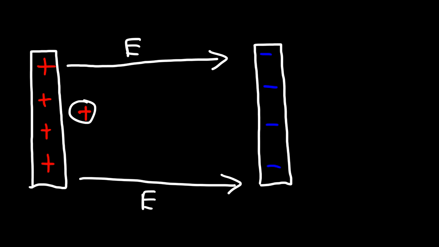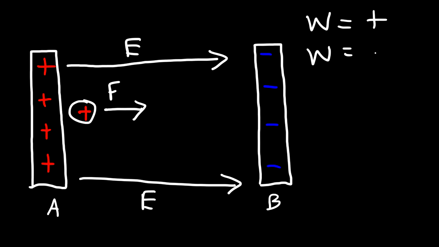Now, the positive charge will feel a force that will accelerate it in the direction of the electric field. Would you say this electric field is doing positive work or negative work on the charge? Let's say the charge was initially at rest at point A, and it's moving to point B. In this case, the work done is positive. If you recall, work is equal to force times displacement. Because the charge is moving to the right, its displacement vector is towards the right. If the force and displacement vector are parallel, then the work done is positive.